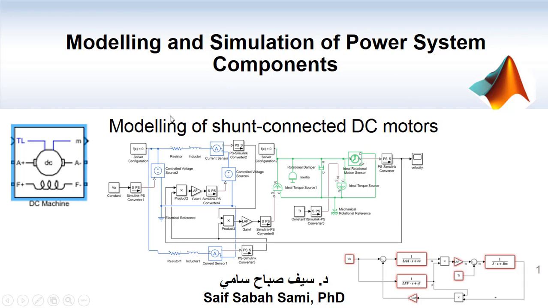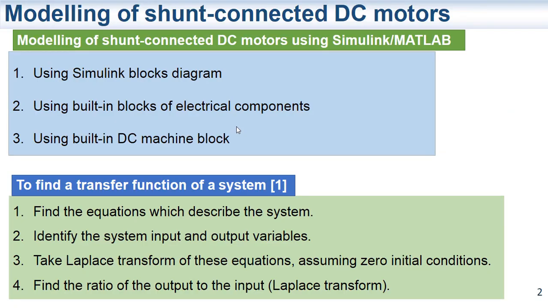This is the third lecture covering the modeling and simulation of DC motors, and in this lecture we are going to model and simulate shunt-connected DC motors. Again, we are going to follow three different approaches to model and simulate the machine. The first one is to use a block diagram, which requires finding the transfer function of the machine. The second one is to use the built-in blocks in the Simscape library, which represent the electrical components, to build the machine. The third and final approach is to use the built-in DC machine to validate the first two approaches.